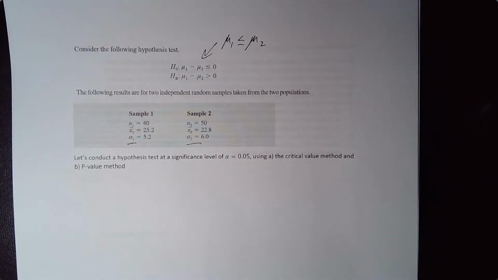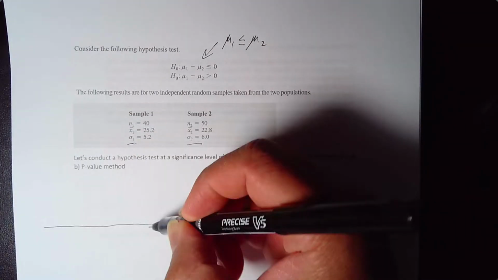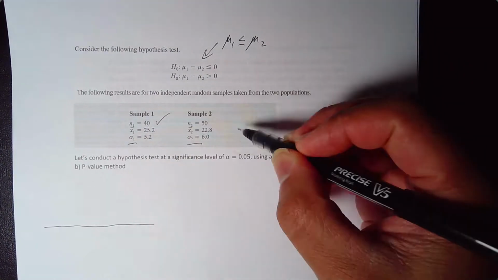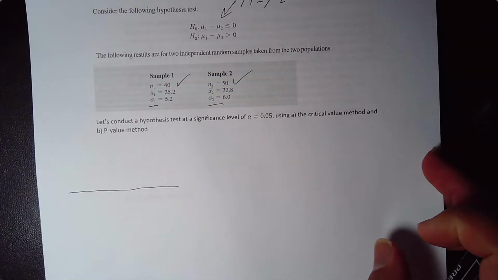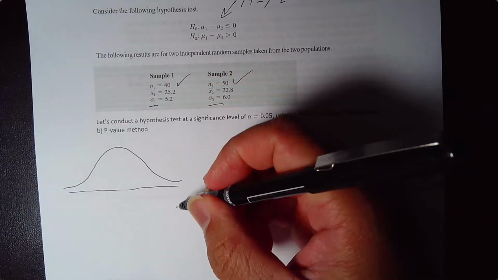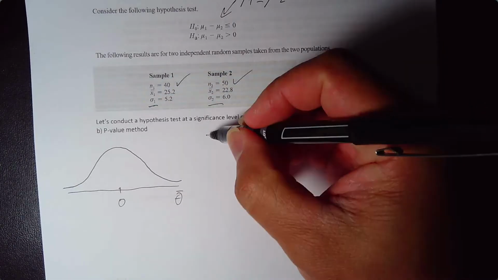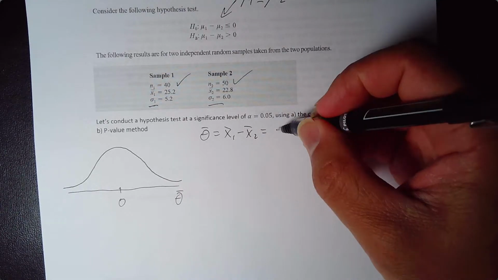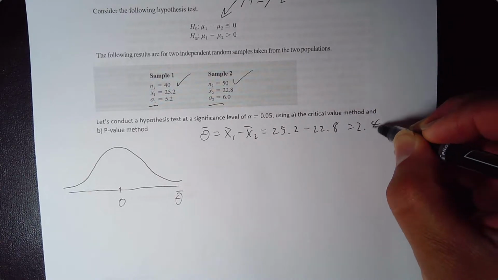Now before we proceed, check for normality. Do we have an approximately normal distribution? Here both of these are greater than 30, so we don't need to assume that both populations are normally distributed. So we can go ahead and draw that. Theta bar is centered at 0. Next, our theta bar equals x bar 1 minus x bar 2, which is 25.2 minus 22.8, which is 2.4.